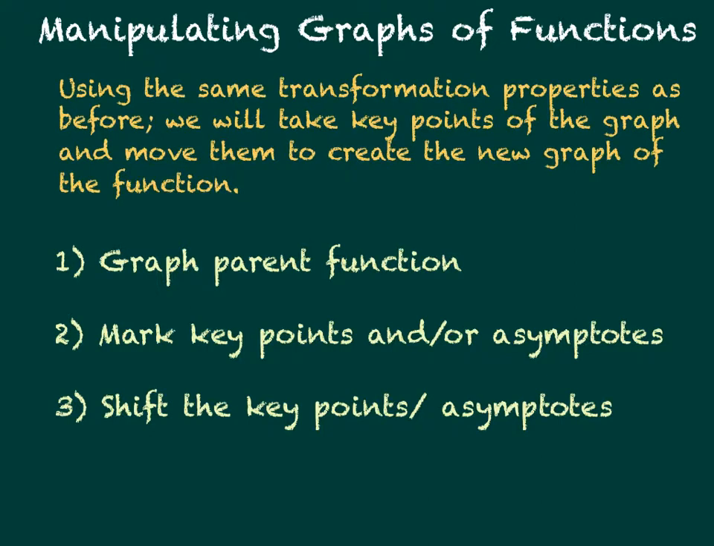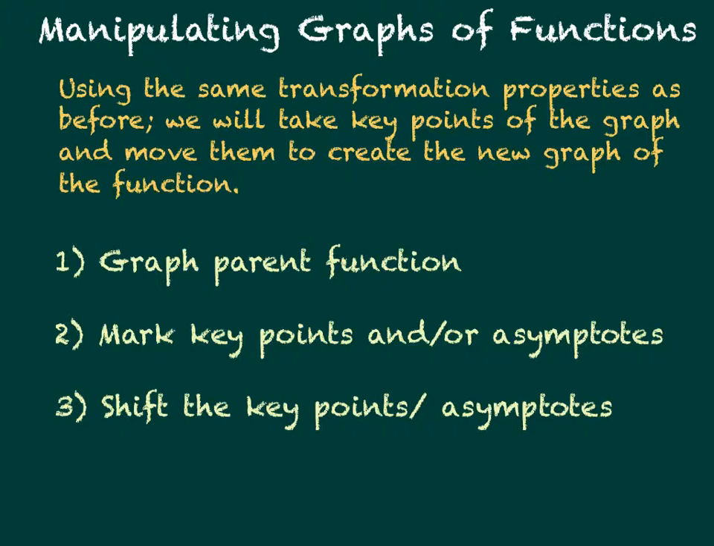Manipulating graphs of functions. Using the same transformation properties as we used before, we will take key points of the graph and move them to create the new graph of the function. So we have to recall all of those transformations: the translations, the stretches and compressions, and the reflections. We've got to remember what they do, because now we're going to do them with the graph. So there's a three-step process to actually creating the new graph.